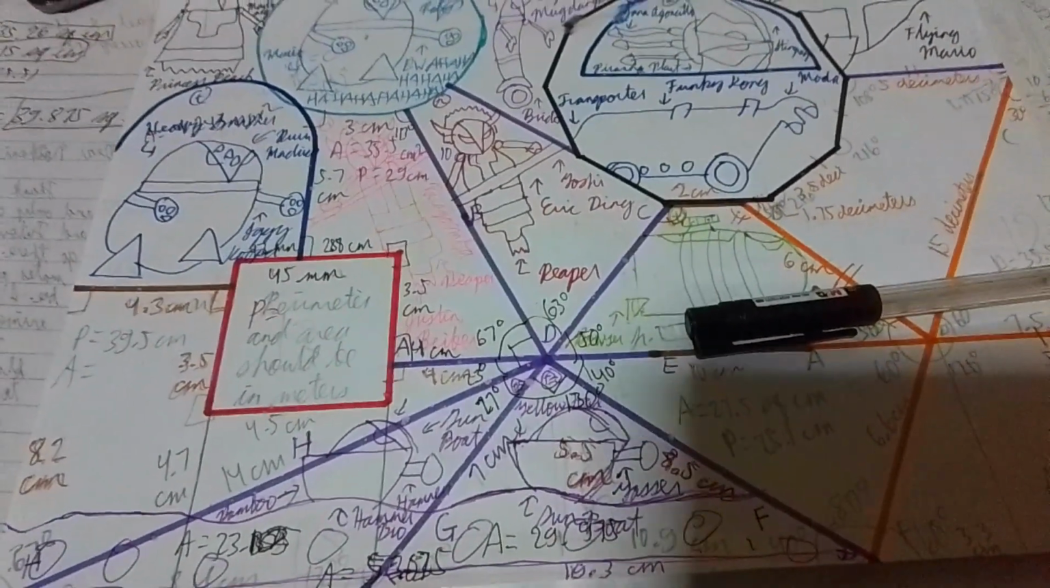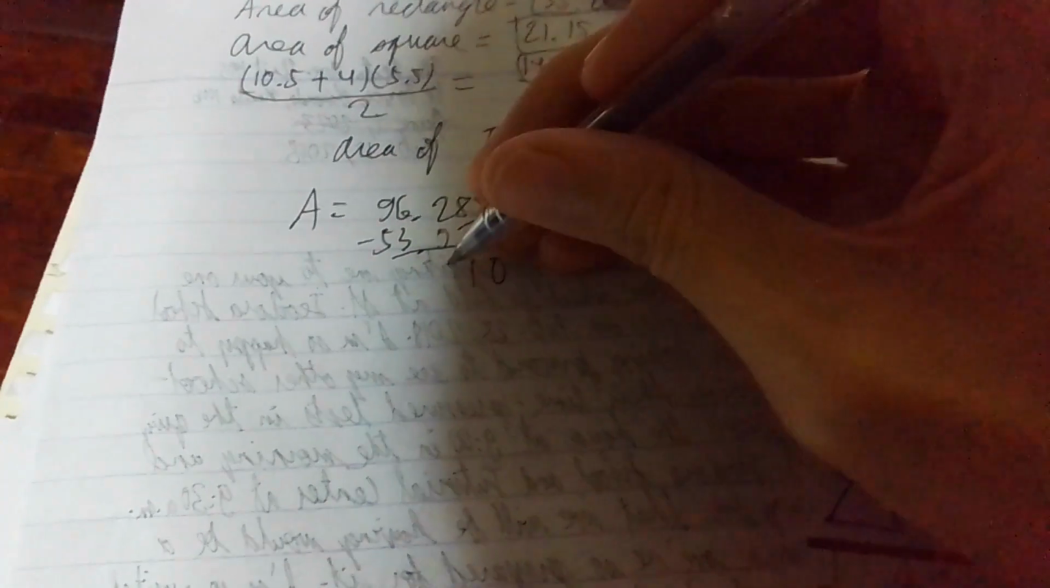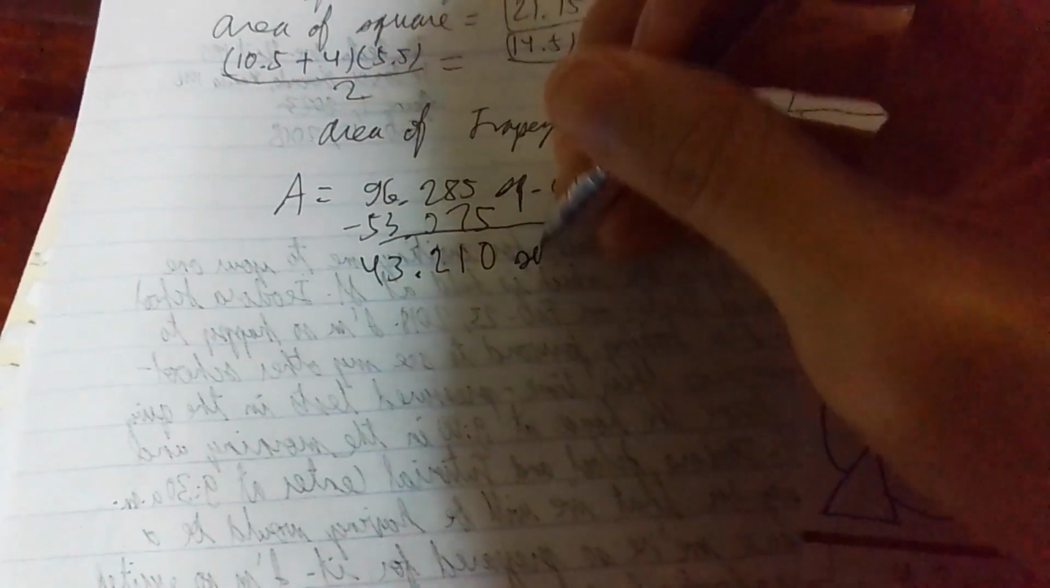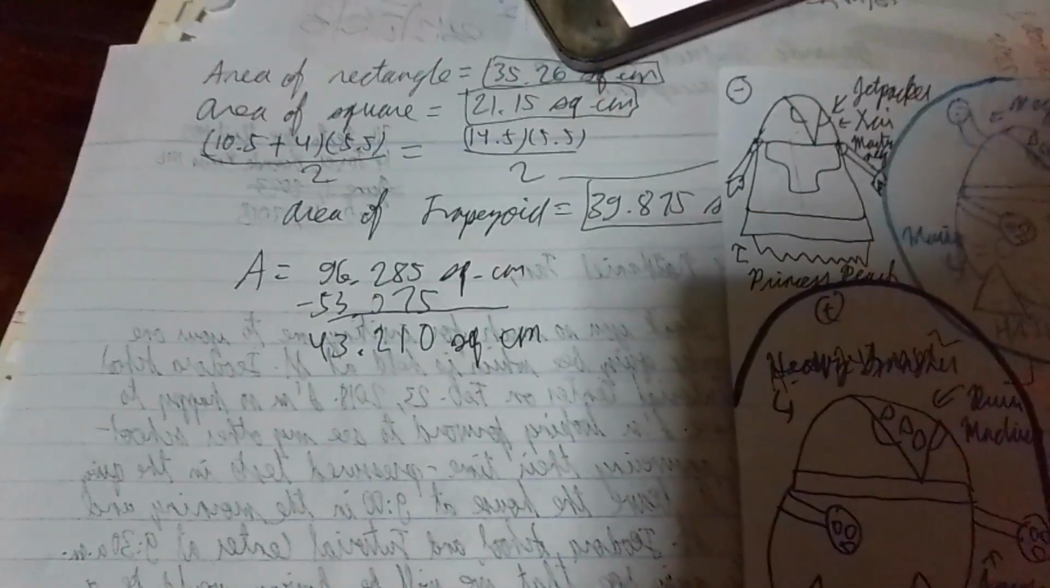Yan! So, that's the plan. Now, let's do this. Ano yung area ng triangles na yan? Oo, it's 53.075. Okay, let's subtract. 53.075. Let's subtract. 5 minus 5, 0. 8 minus 7, 1. 2. 6 minus 3. So, yan. So, the area must be 43.21 square centimeters.